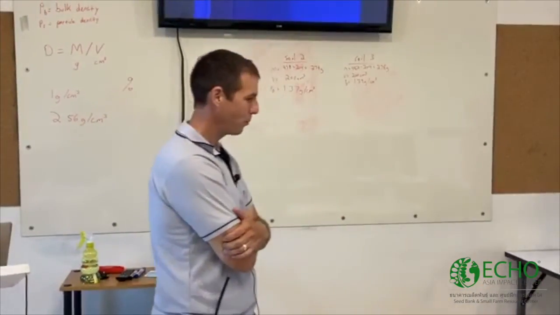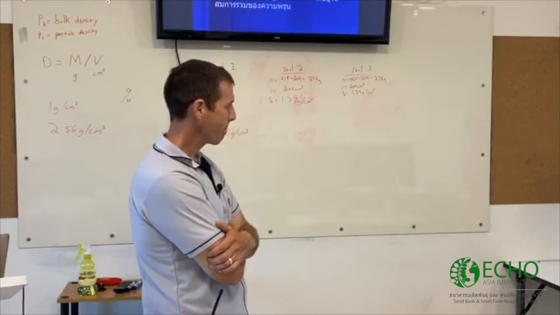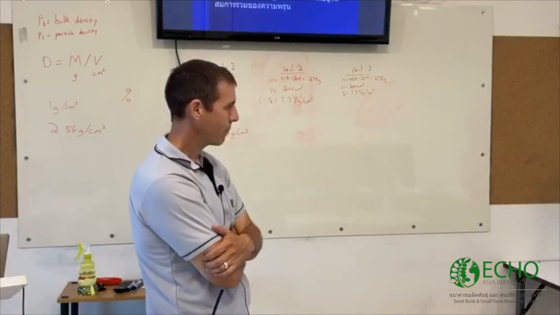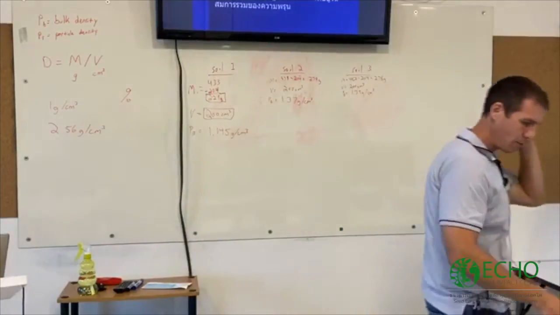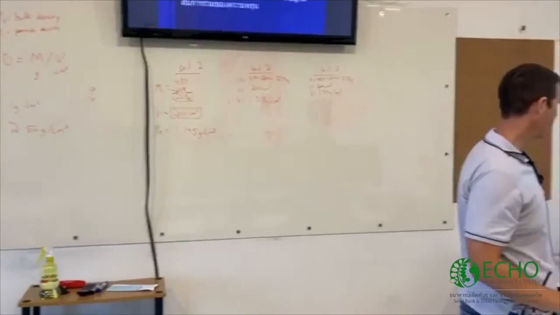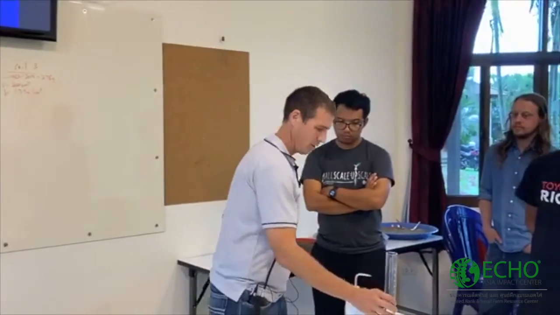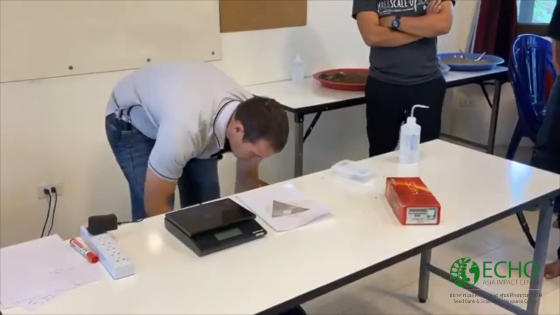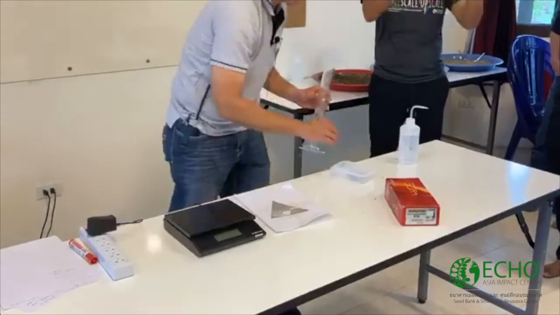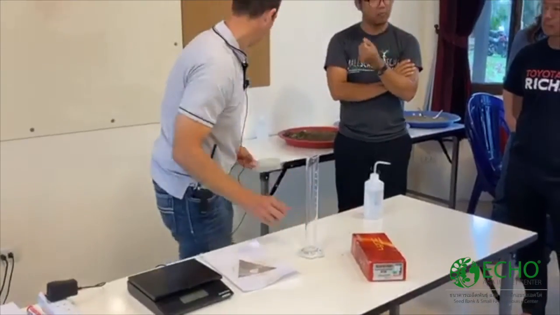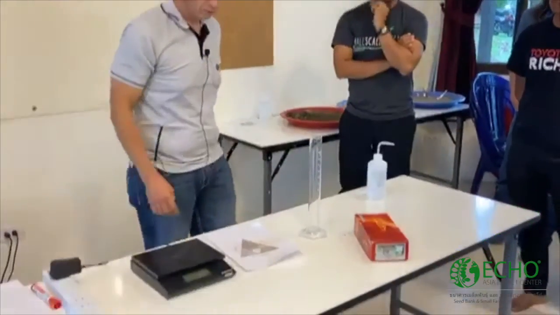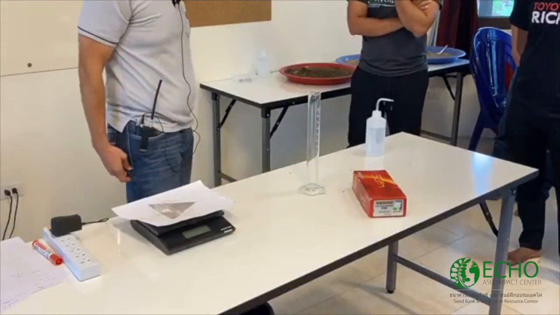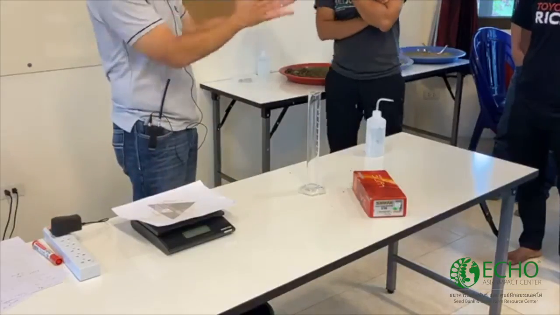Okay? The next thing we want to do is measure particle density. Before, the bulk density included water and air within the soil, but this is the particle density, only the solid part. Okay, let's thank these volunteers.